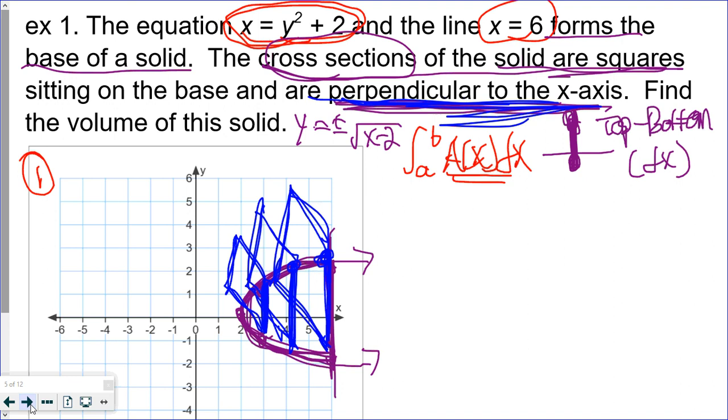Okay, so those are all the correct cross sections. Now, if I take the infinite amount of cross sections, eventually I'm going to have some type of shape. I'm trying to outline it a little bit here. Some type of shape that kind of makes this.